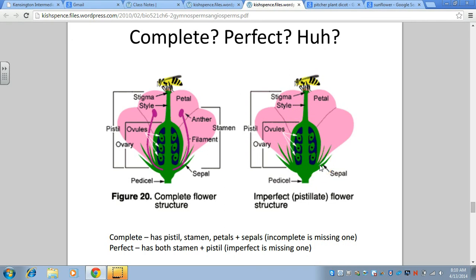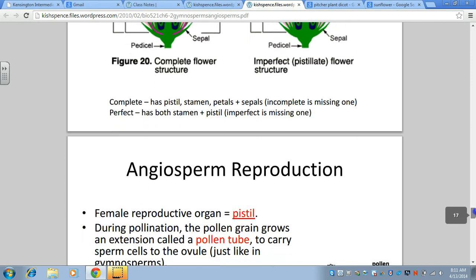Pistillate gives even more information than just saying it's imperfect. Imperfect is just saying it's either male or female, but pistillate says it's a female. Staminate is the opposite. A staminate flower is one that just has the stamens, so it would be a male flower. Those are some terms that they'll use.